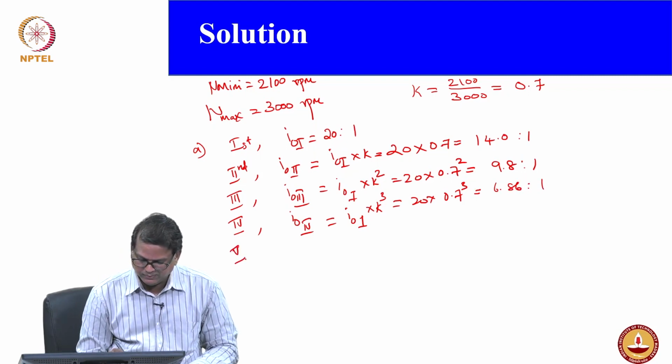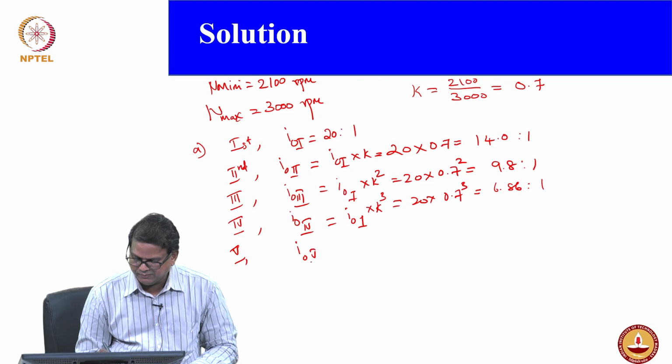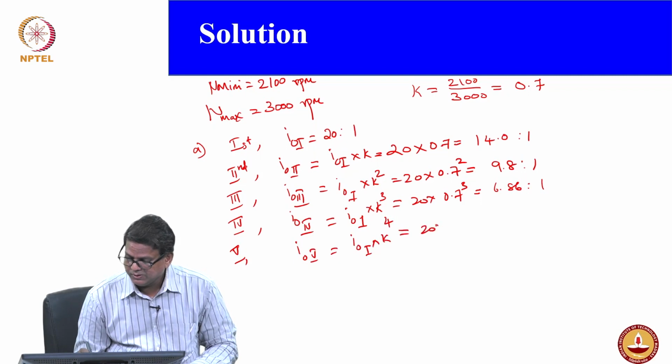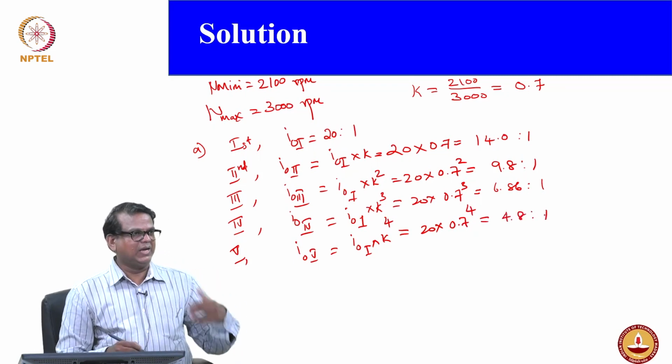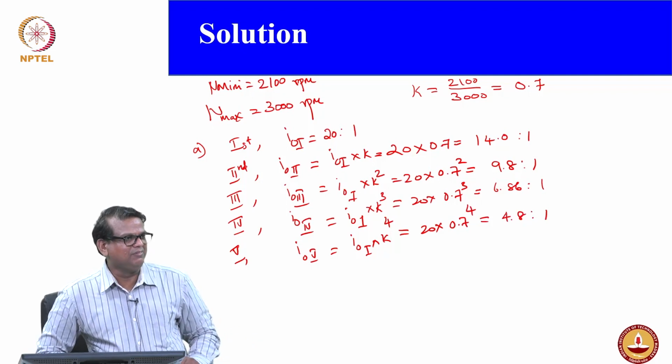Fifth gear, IO5, is the same way, should be K power 4, 20.7 power of 4, that should give me 4.8:1. Now, we have the overall drive ratios.